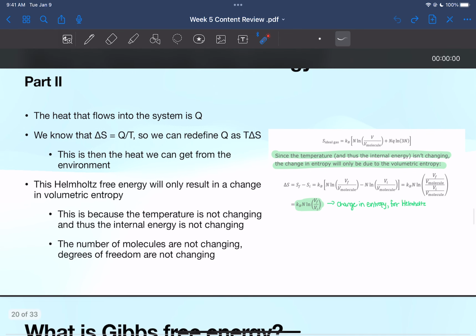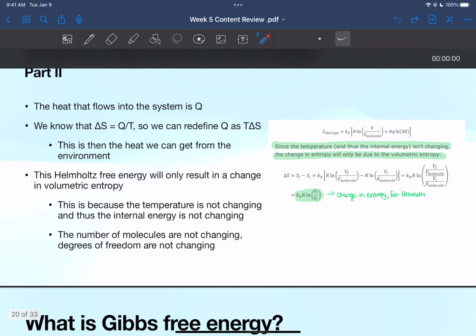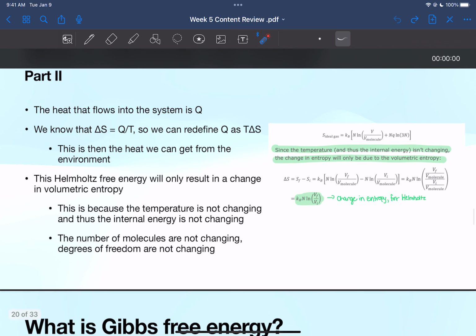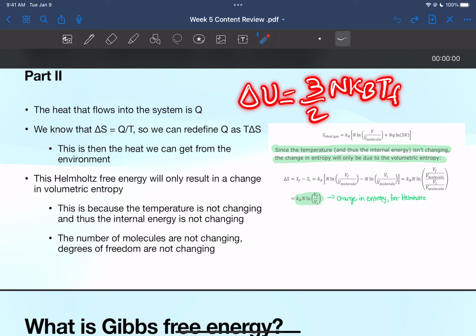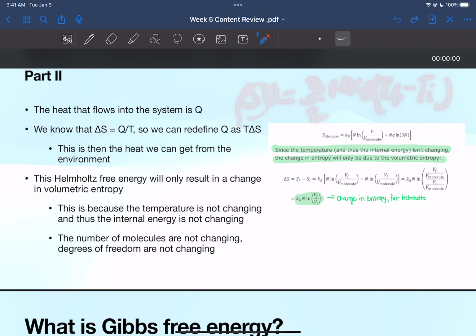Now, the Helmholtz free energy, this type of free energy, only results in a change in volumetric entropy, because the temperature is constant in this case. Because the temperature is constant, the internal energy is not changing. Remember, internal energy is 3/2 N k_B T, so if we're finding the change, T final minus T initial, the temperature isn't changing, then the internal energy is not changing either.